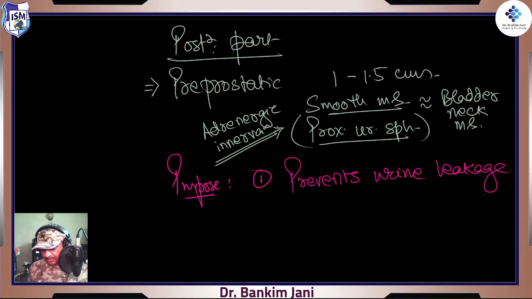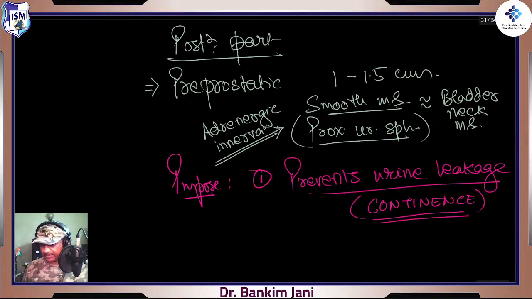So what is this urine leakage thing? It is called incontinence. Incontinence means inability to prevent urine leakage, right? So in one word, when it is written like incontinence, that means urine is leaking. So that is the first thing. This is the function of the proximal urethral sphincter.